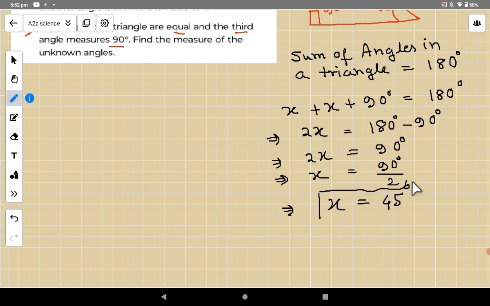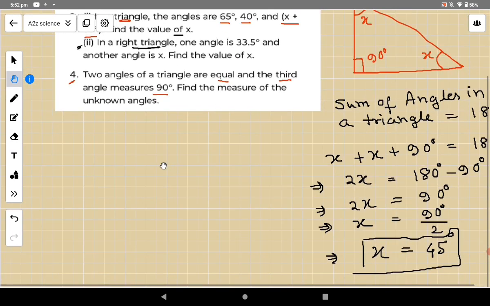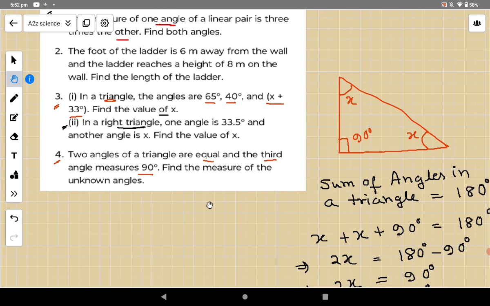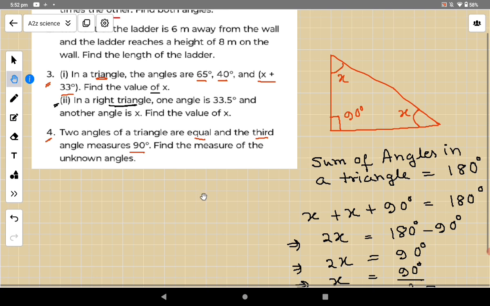See how easy it is to solve each and every numerical. Hope all these problems are clear to you, and I can assure you that if you memorize all the properties like triangle properties, congruency properties, the formula of area, the formula of perimeter, you can easily solve any type of questions. Okay, so best of luck for your exam.